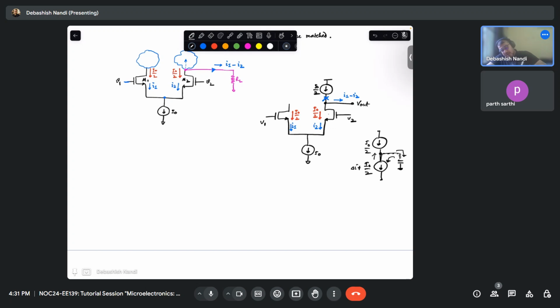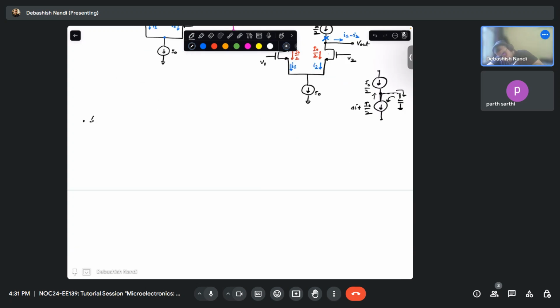Now let us see the small signal gain of the circuit. So far this is your GM1. Let's say this is your M1, this is your M2, this is V1, this is V2, and this will be small signal open, this will be small signal open, and this is your V out. Okay. So what is the resistance seen looking into this side?